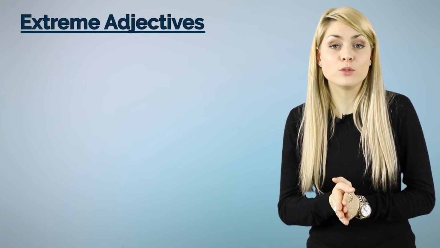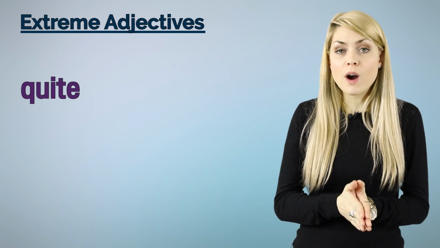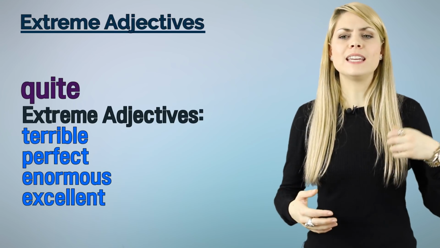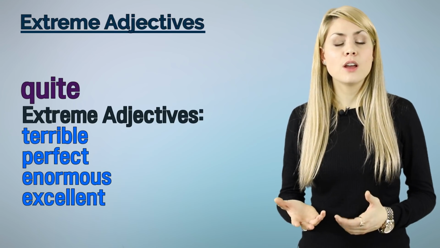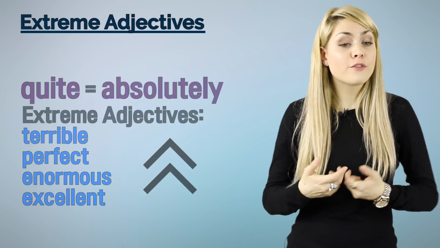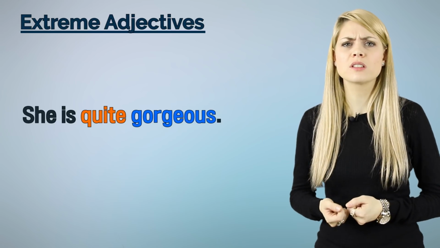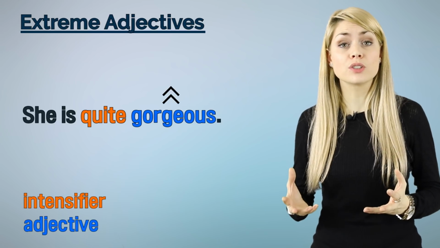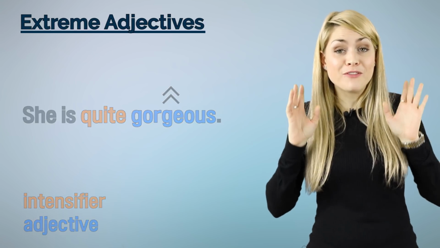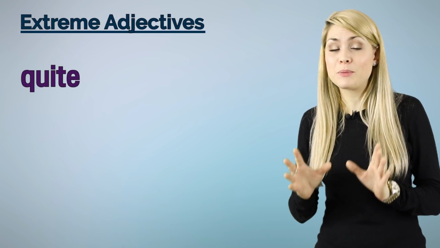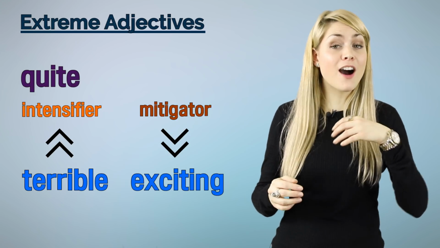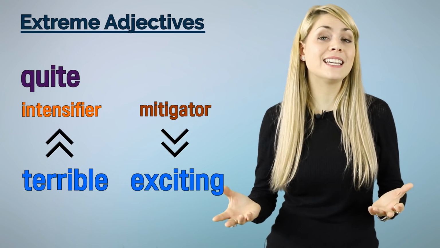Now, be very careful, because if you use quite with an extreme adjective, such as terrible, perfect, enormous, or excellent, quite means absolutely. It becomes an intensifier. For example, she is quite gorgeous. Means she is absolutely gorgeous. It's more powerful because of the intensifier quite. So be very careful when you use quite, because depending on the adjective that you choose, it has a different meaning, and it can be either an intensifier or a mitigator.